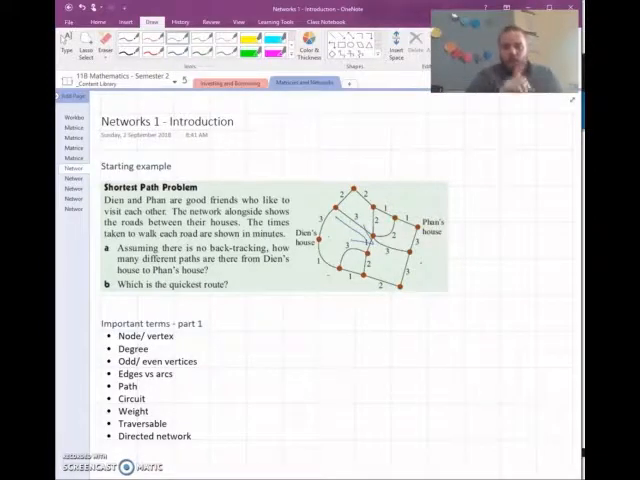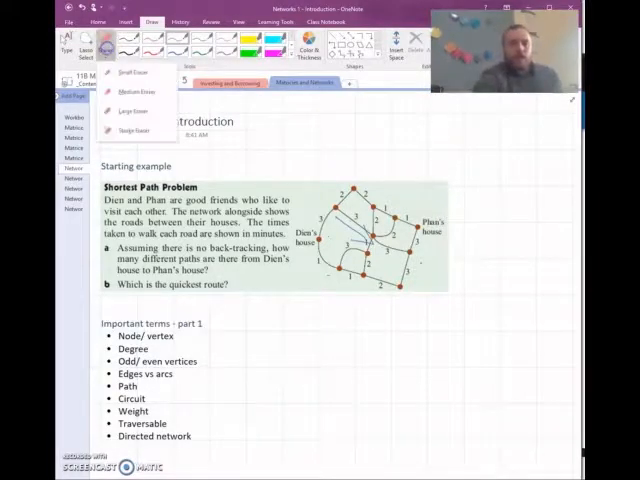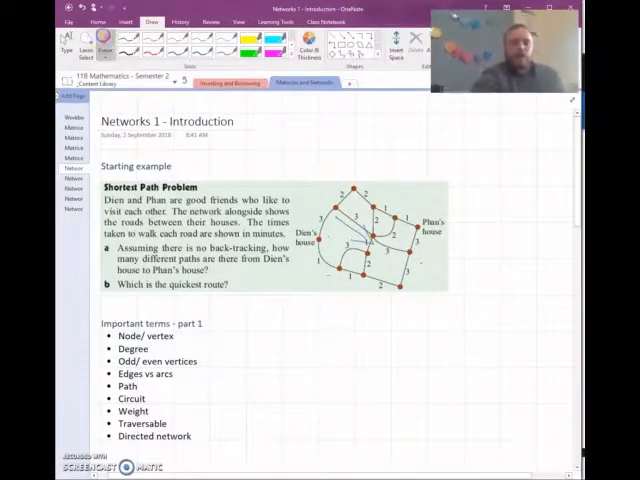So if you can only move one direction on a network, then it's a directed network. This one here doesn't have any arrows whatsoever, so we would say it's undirected. If you can move one direction only, so if there are one-way roads, it's a directed network. If you can move both directions on any of the edges, it's undirected.